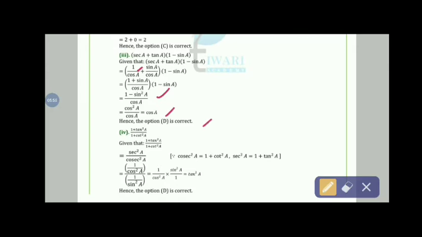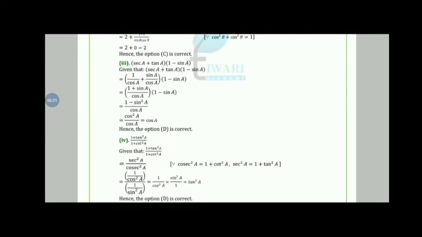Then the fourth part is (1 plus tan square A) over (1 plus cot square A). Again converting into other values, using the identity, 1 plus tan square A is sec square A, and 1 plus cot square A is cosec square A. So this identity we know. Now converting, sec square A is equal to 1 over cos square A, and cosec square A is equal to 1 over sin square A. Reciprocating them, the result is sin square A over cos square A, that is tan square A. So D is the correct option for this.